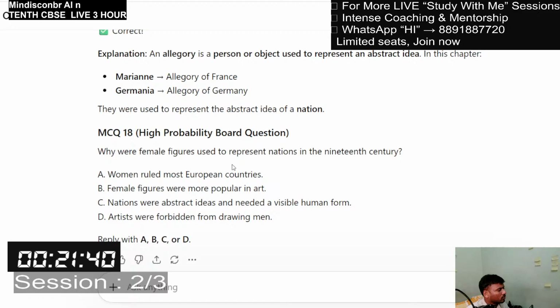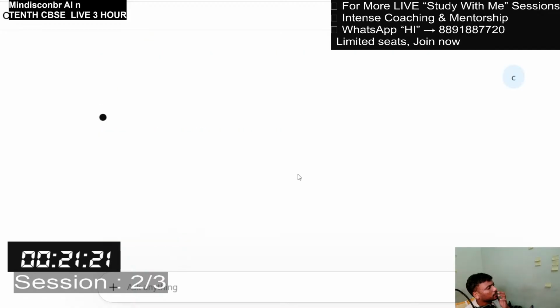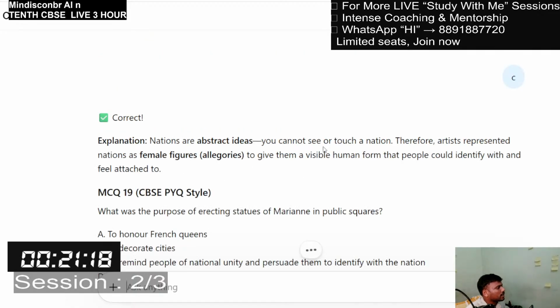Women ruled most European countries? No, female figures were more popular in art. Nations were abstract ideas and needed a visible human form. That will be the most probable answer. Artists were forbidden from drawing men? No. Nations are abstract ideas. You cannot see or touch a nation. Therefore, artists represented nations as female figures or allegories to give them a visible human form that people could identify with and feel attached to.